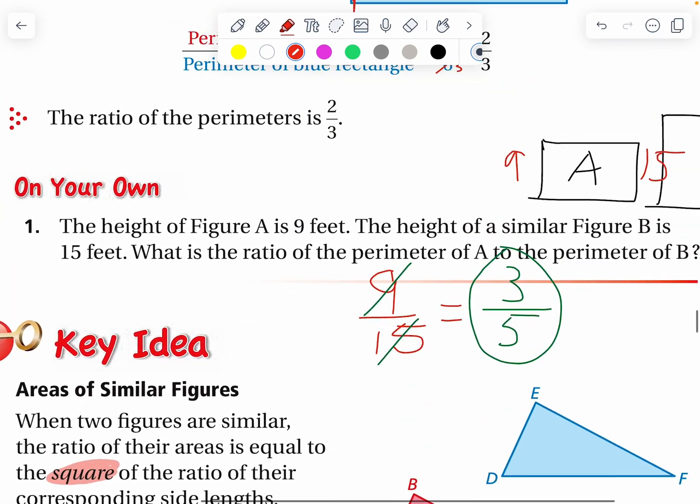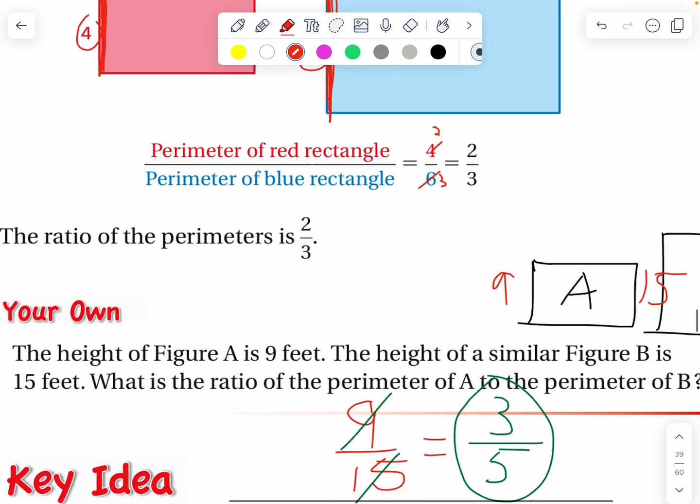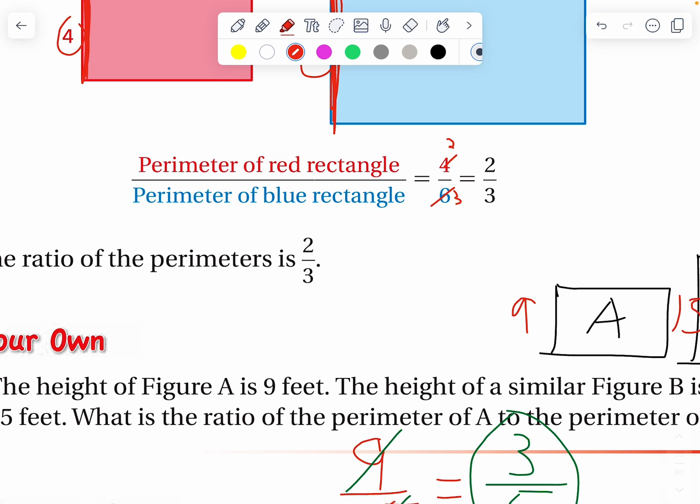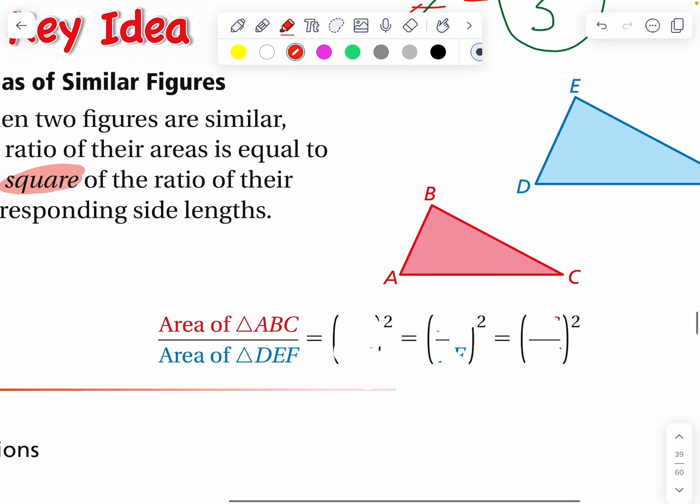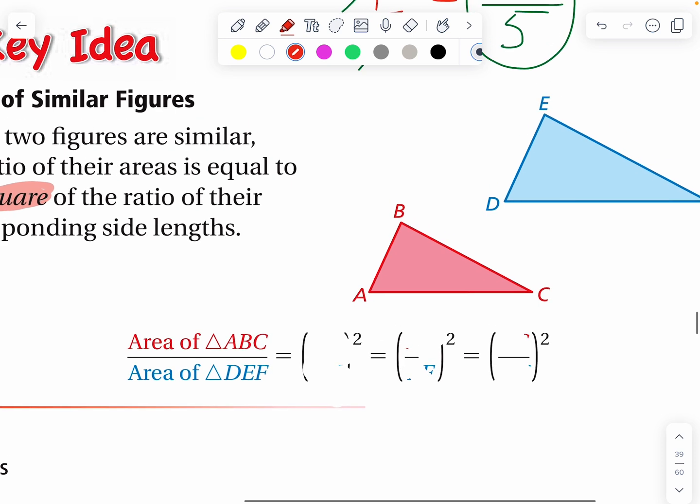So over here, you had the perimeter is equal to the ratio of the sides, right? So this was 4/6, right? It comes out 2/3, and the perimeter ratios are fractions, and fractions are division. The ratio of the perimeter was the same, 2/3. Now it's not going to be the same. Now it's going to be the ratio squared, because area is always squared.